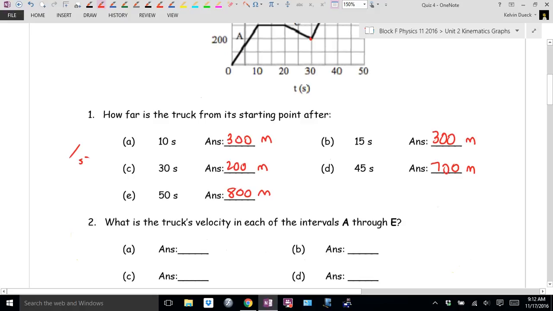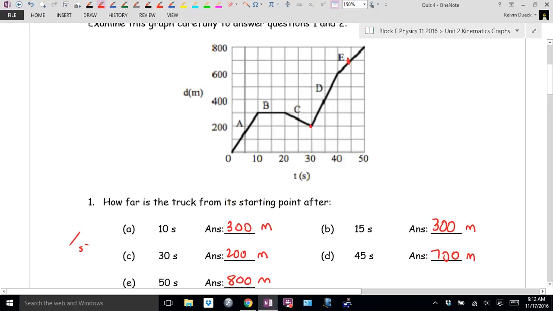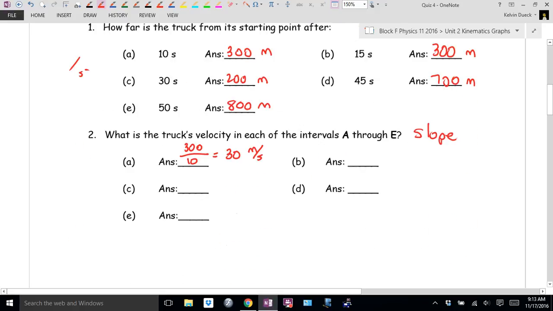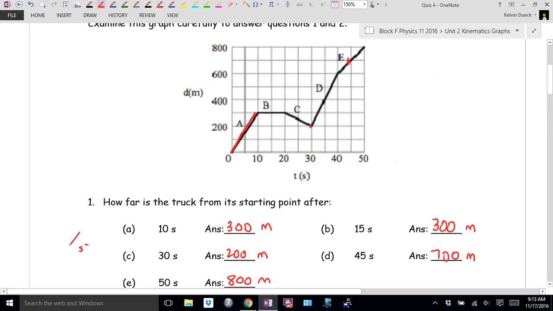Now, the truck's velocity over each of the intervals. Really, I'm talking about the slope. So the velocity over this first interval is going to be the rise over the run. It's going to be 300 divided by 10, 30 meters per second. Interval B, it's at rest, 0 meters per second. How did I do that so fast? I know a horizontal line has a slope of 0.